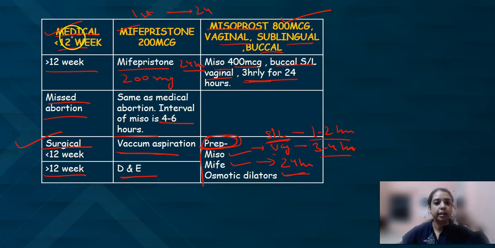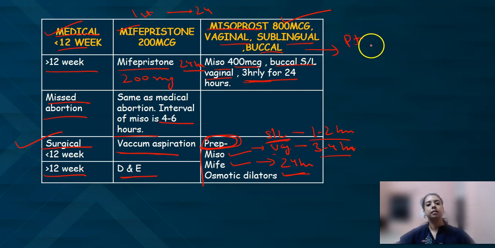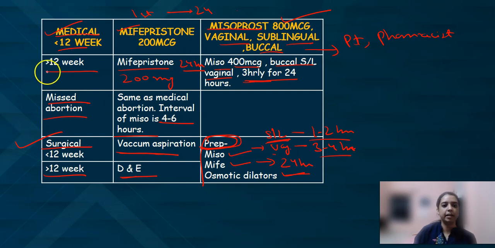The WHO said that medical abortion at less than 12 weeks can be self-managed by the person herself. The patient can herself take this kit and get herself aborted at home. It can be by a pharmacist also. So it doesn't need to be a medical person. But if medical abortion is being done after 12 weeks, it has to be done by medical personnel only.